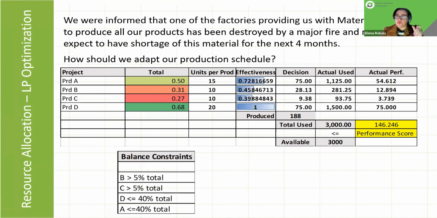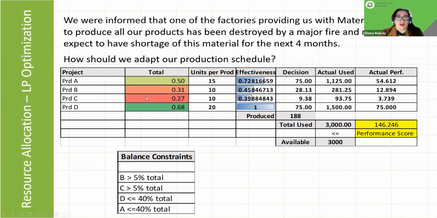Now let's see one more step. It won't take us more than a minute. Have you all done linear programming? Let's see about it. What do we have here? We were informed that one of the factories providing us with a specific material has been destroyed by a major fire, and we are expecting to have a shortage of materials for the next 4 months. We are wondering, how should we adapt our production schedule?